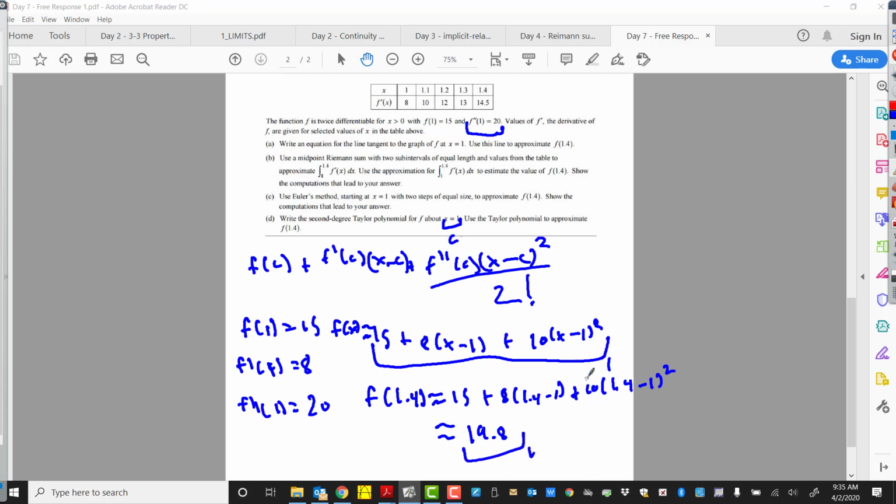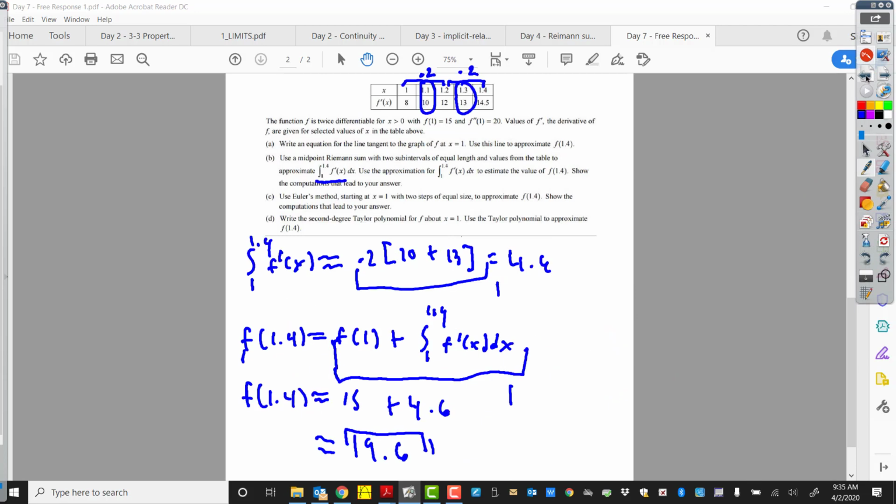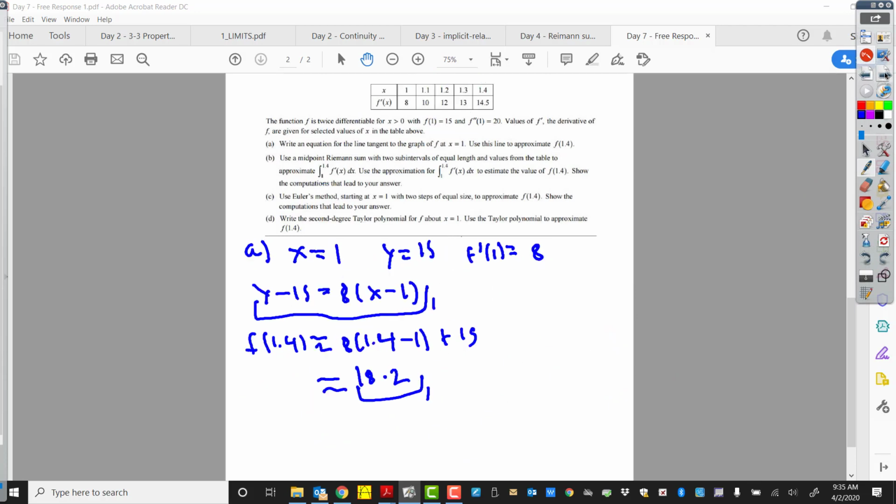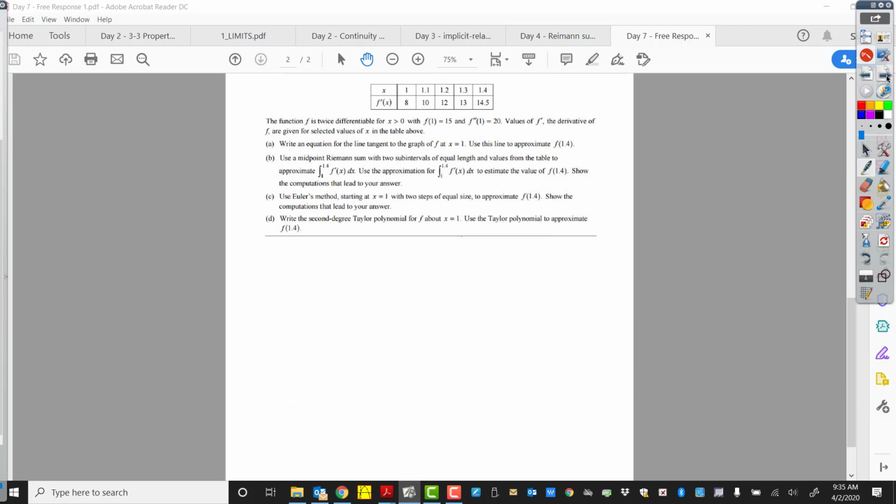And what we notice if we look back through all of these parts, all of these were different ways to approximate f of 1.4. And with all of them, we got a pretty close approximation. I would argue that this would be our closest approximation, but all of them were kind of close. The other one that was really close was the integral that we set up. Okay? All right, so that's all the points for this one. 9 total points. 2 for this part, 2 for this part, 3 for this part, and then 2 for this part. Alrighty. So you've now seen both of these problems worked.